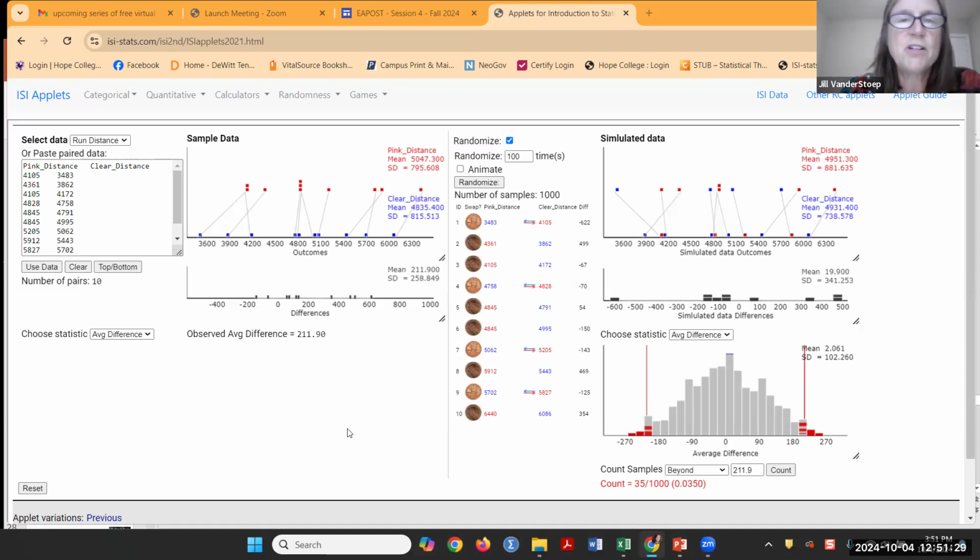Oh, that's an interesting question. Can they compare to another group that drank clear on both days? That would be a different study design. So if you wanted to do a pink-pink, a pink-clear, and a clear-clear, you could do something like that.